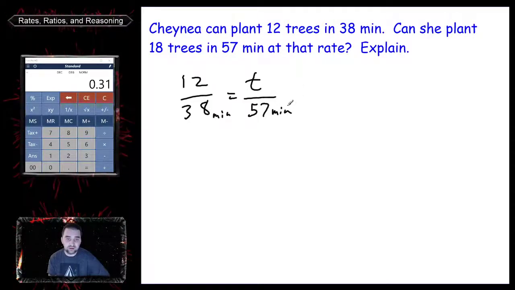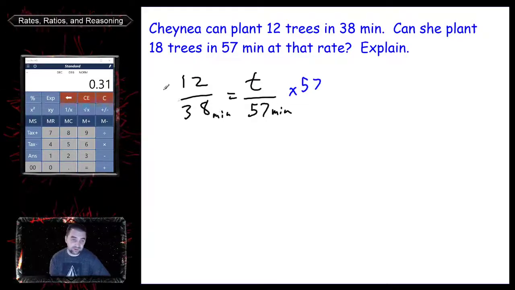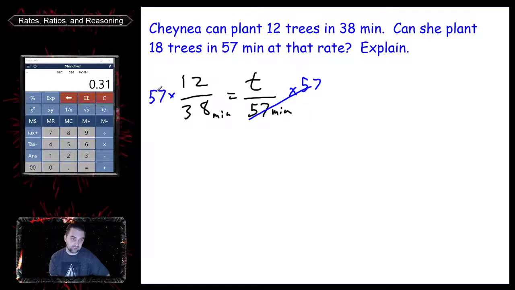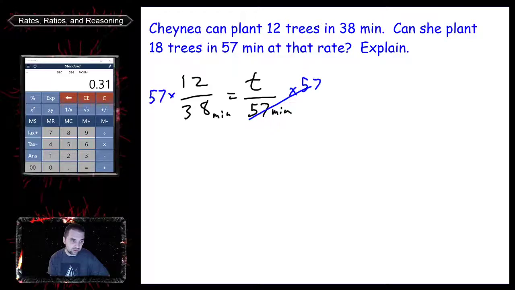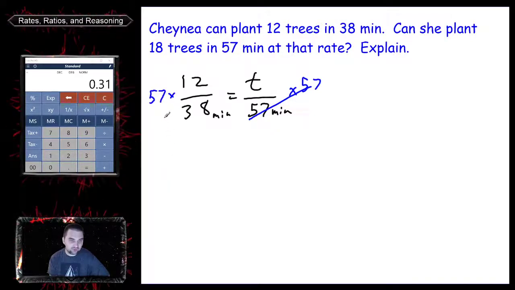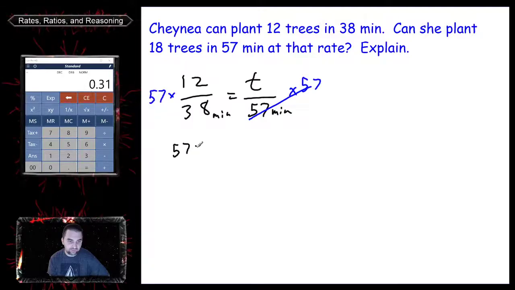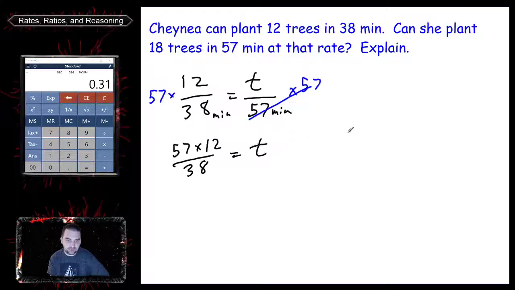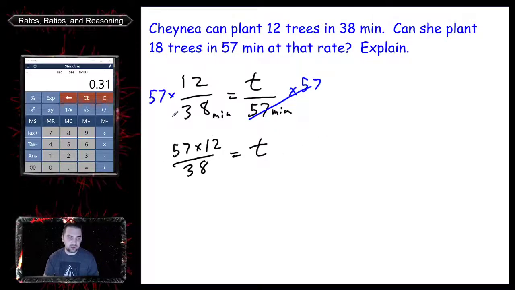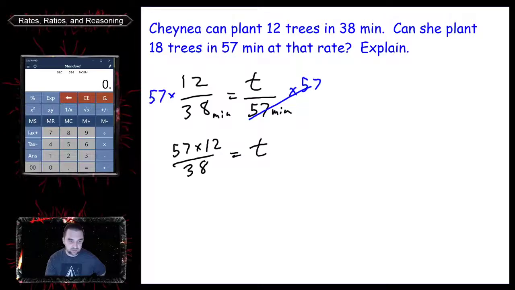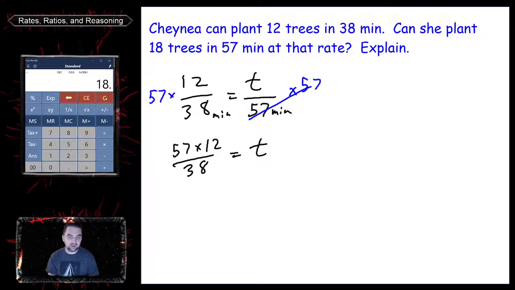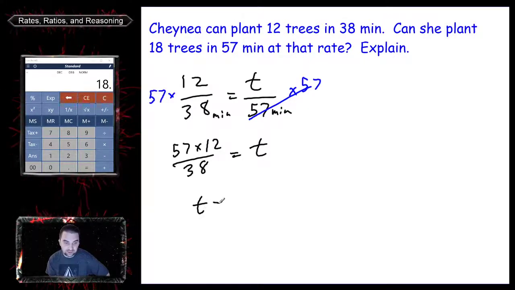So my task here is to figure out what this is. It's dividing by 57. The opposite of dividing by 57 is multiplying by 57. So I'll do that on both sides. This one cancels out. And then I have a real nice multiplication problem to do here, which is 57 times 12 over 38 is equal to T. So if I throw that in my calculator now, 57 times 12 divided by 38 gives me 18. So T is equal to 18.